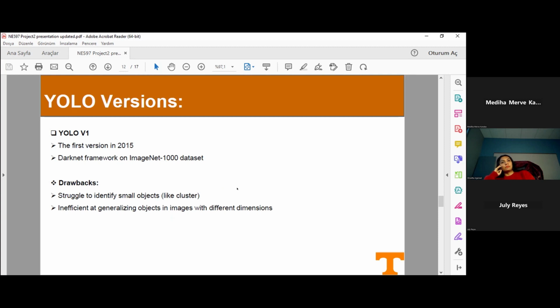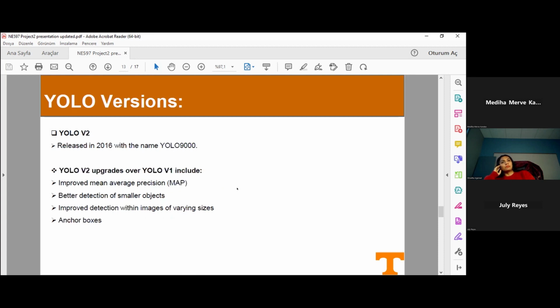That's why YOLO V2 was developed. YOLO V2 was released in 2016 with the name YOLO9000. YOLO V2 used Darknet-19, a 19-layer network with 11 more layers charged with object detection. YOLO V2 is designed to take on Faster RCNN and SSD, which showed better object detection scores. YOLO V2 upgrades over YOLO V1 include improved mean average precision.